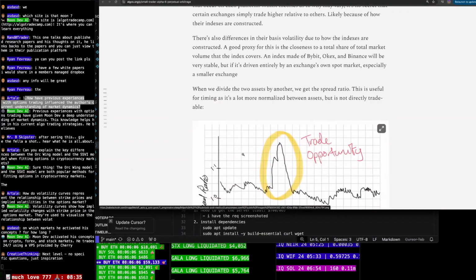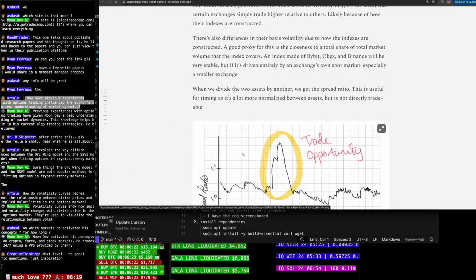An index made of Bybit, OKX and Binance will be very stable. But if it's driven entirely by an exchange's own spot market, especially a smaller exchange, when we divide the two assets by one another, we get the spread ratio.